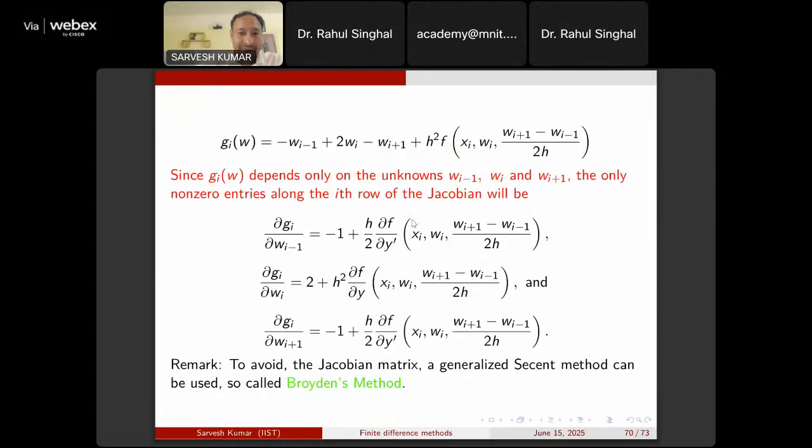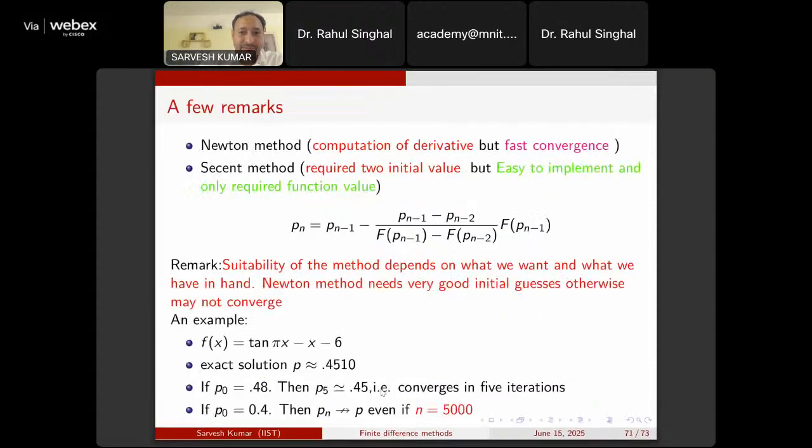That's all. So we don't have to compute this derivative, which is required for the Jacobian. I can do it with the help of the secant method extension, which is known as Broyden's method. But the problem is the same. What about the convergence?